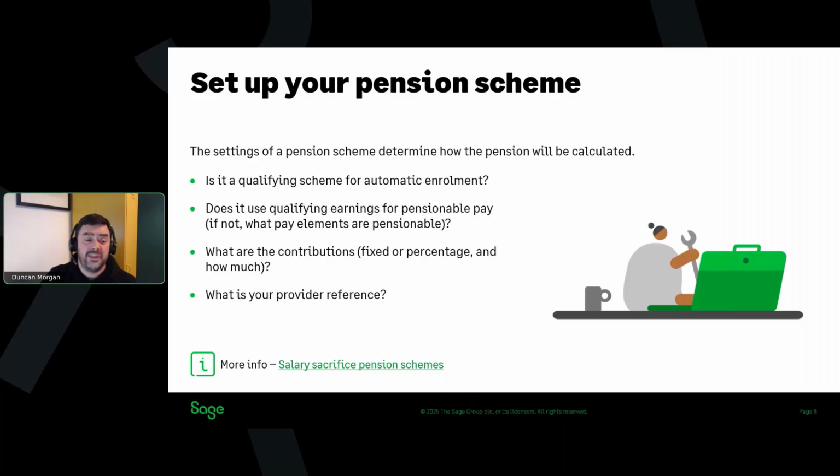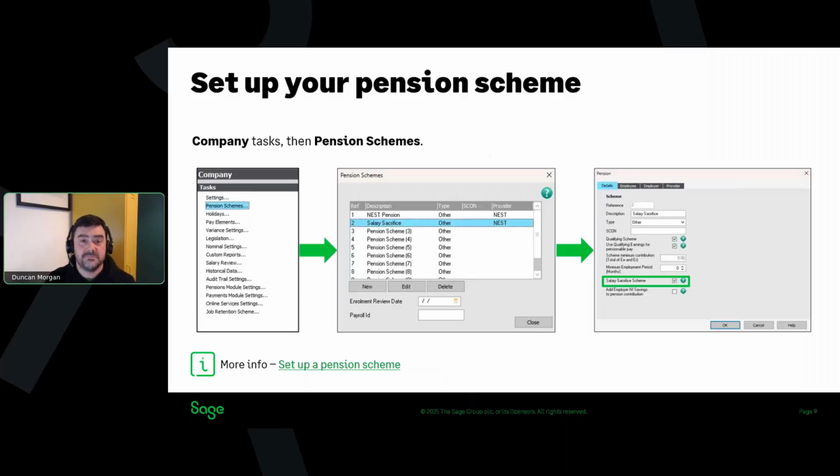So I'm going to take you through the steps to set up your pension scheme. This works in a very similar way to non-salary sacrifice schemes. So from the company tasks, we're going to go into pension scheme, going to select a scheme that we want to set up, and then we can click edit to apply the relevant settings.